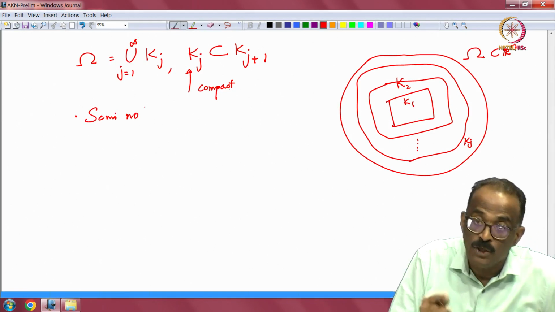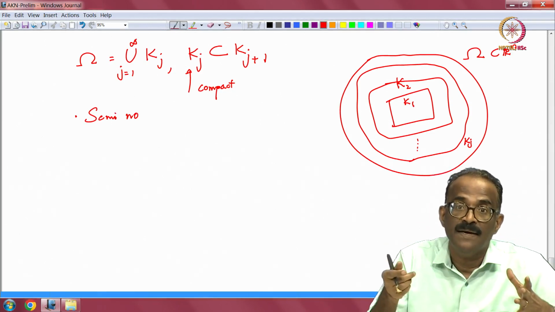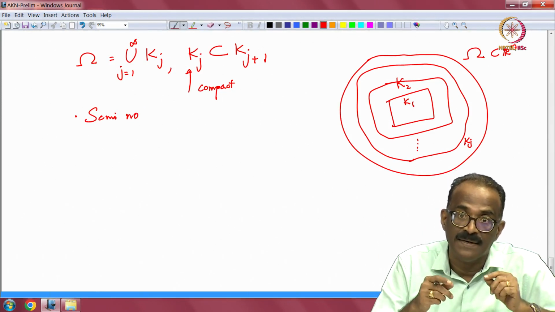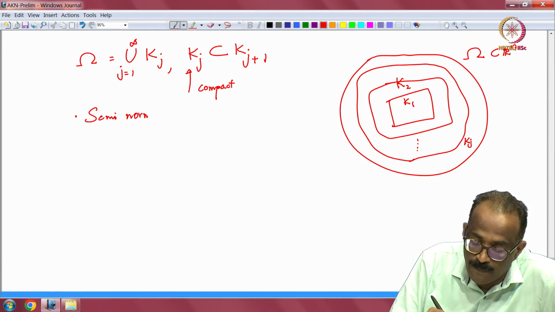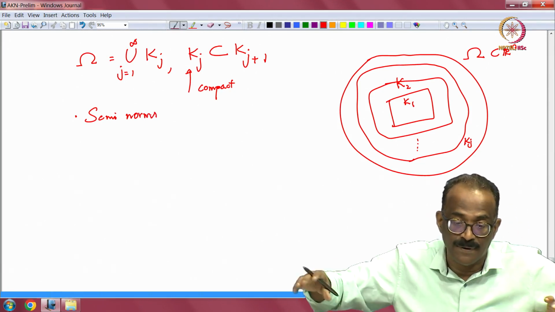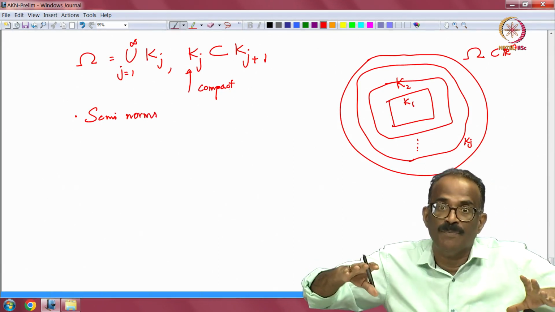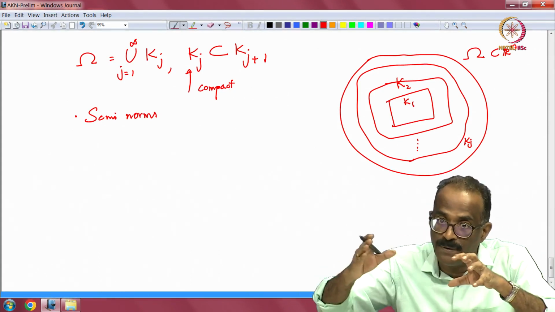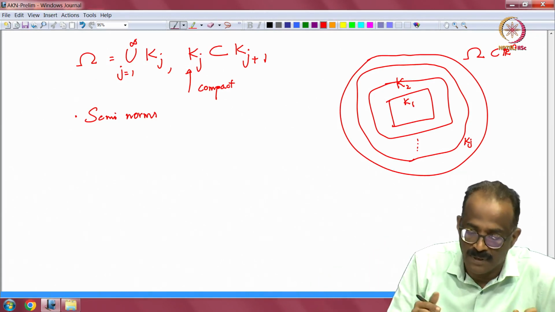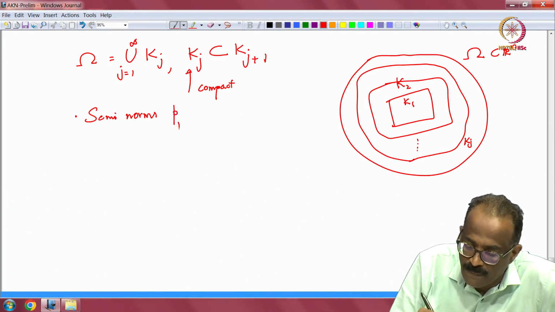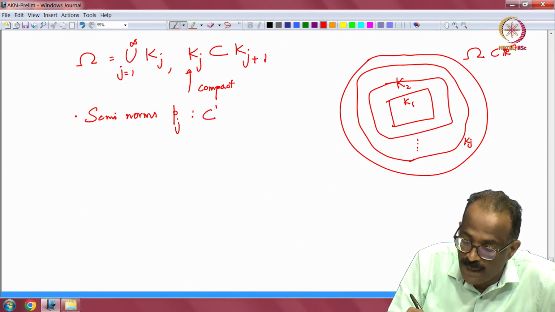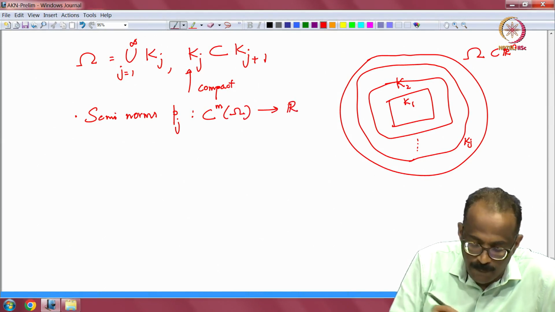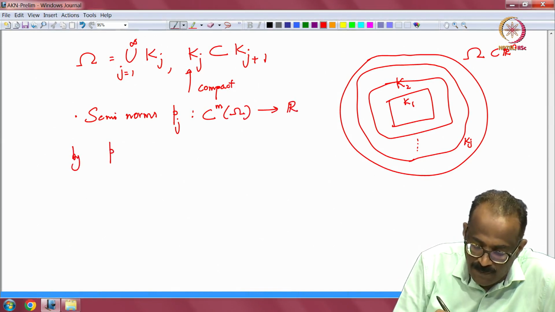You already defined, for each k, a seminorm. Now, for each kj I get a seminorm, taking care of all the elements of omega. Otherwise, if you just fix a k, you do not know what happens outside that one. Okay. Seminorms pj on Cm of omega to R, by the same thing, pj of phi.